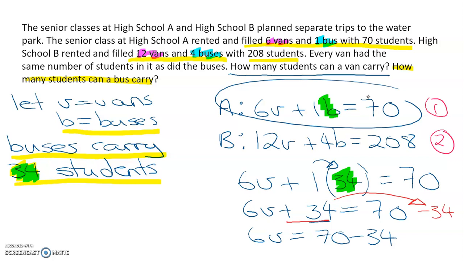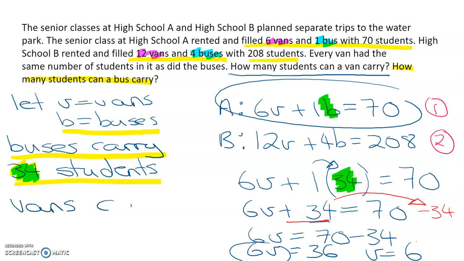So 6v equals 70 minus 34, which means 6v equals 36. Now this is a multiplication. The reverse of multiplying is division. So v is going to be 36 divided by 6, which is 6. So vans carry 6 students. So now we have answered both questions.